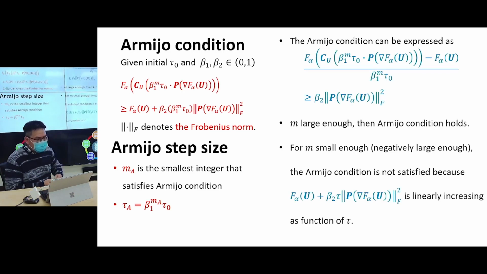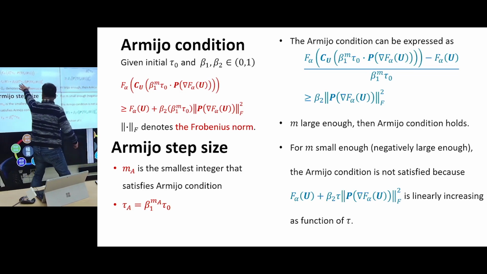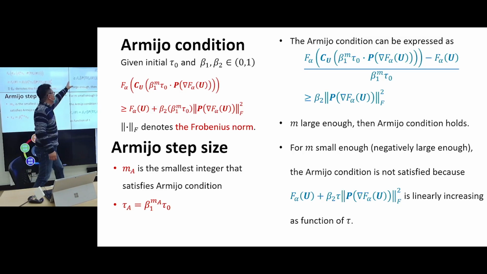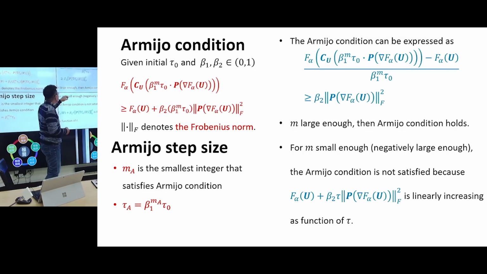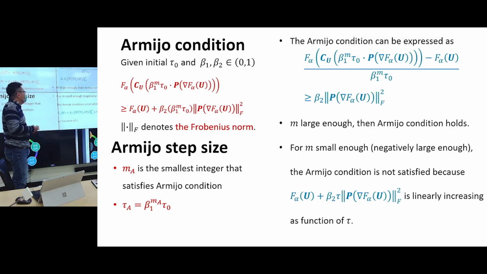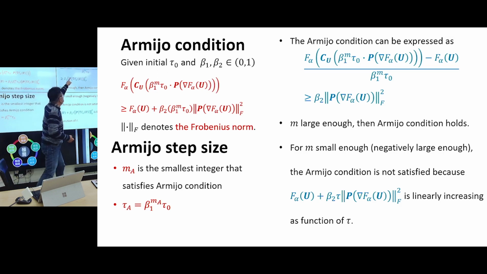So by this inequality, you can see as our m goes to infinity, this part will equal the directional derivative of f alpha along the projected gradient. So as m goes to infinity, this part is equal to this term. Because our beta 2 is smaller than 1, as m is large enough, the Armijo-Hall condition holds.